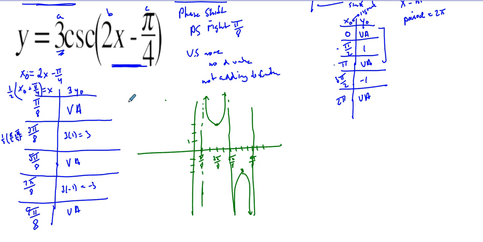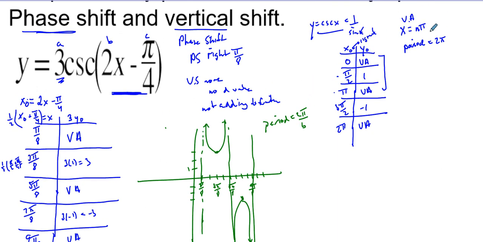For our period, because we probably want to write this out, what is our period here? Well, our period we can find by taking 2 pi over b, because 2 pi is the original period of the secant function, and we do have a b value right there. And so what we realize is that our period is going to be 2 pi over 2, which is going to equal pi.